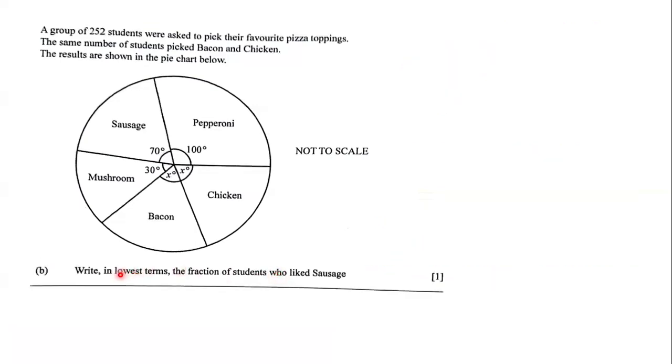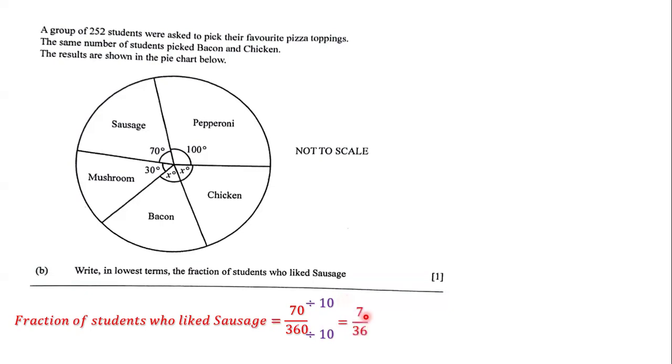Next, it states that they want us to write in lowest terms the fraction of students who like sausage. And so here we have sausage, and we have to determine the fraction of students who like sausage. And so we put 70 degrees over 360. And what do we do? Well, we have to simplify this fraction. We have to express it in its lowest terms. So what we do is divide both top and bottom by 10. So 70 divided by 10 and 360 divided by 10 gives us 7 over 36. And 7 over 36 is the fraction of students who like sausage in simplest form. And that's the answer to this question.